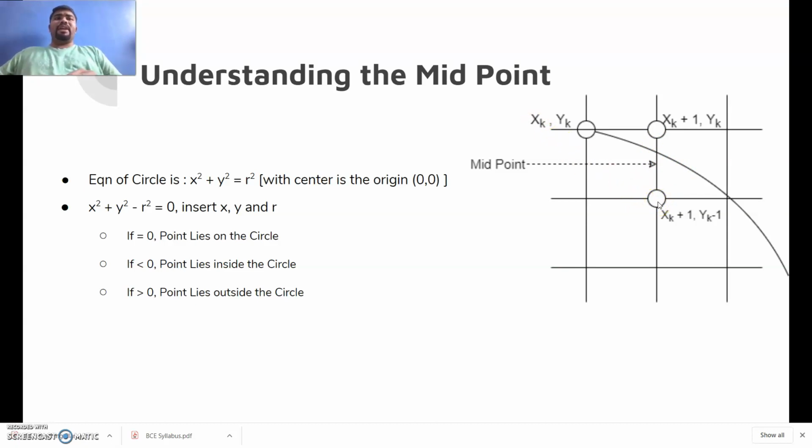X will be from xk to xk plus 1. But y, you can see, is not choosing the above point but the below point, so it would be yk minus 1. So the below point will be chosen. Okay, so this is how the midpoint algorithm works. So let's understand how the derivation of it goes, and then we'll come back to the example.